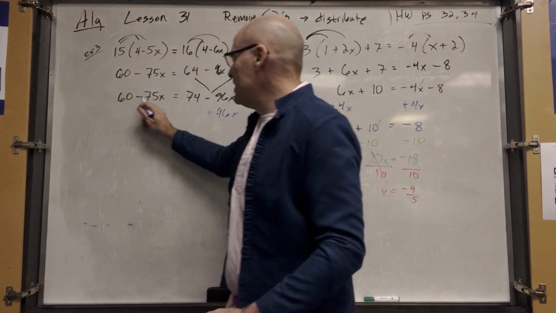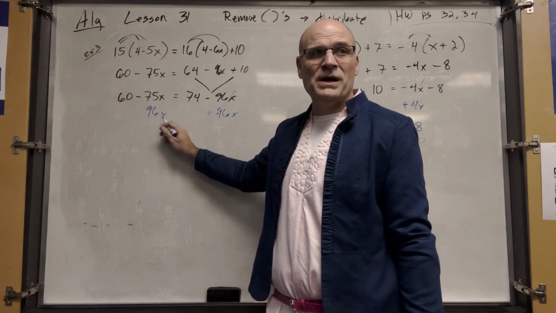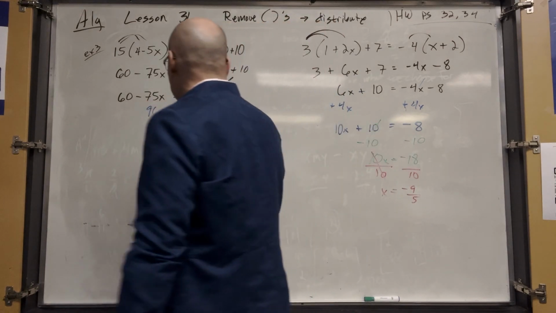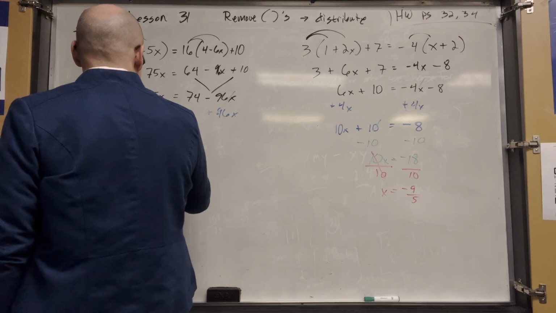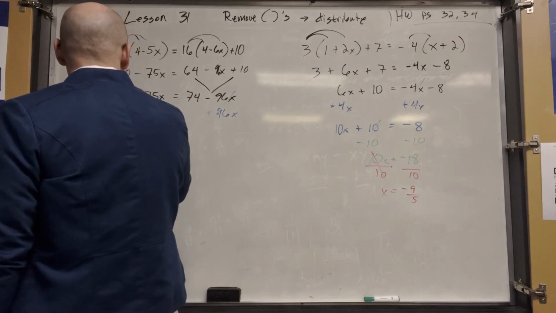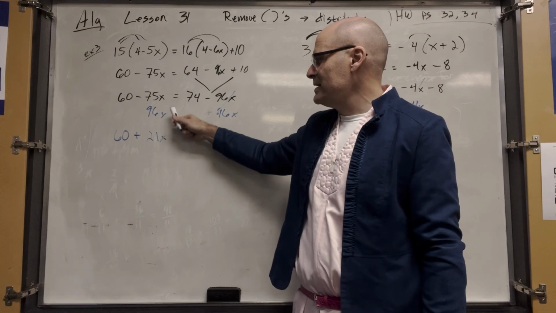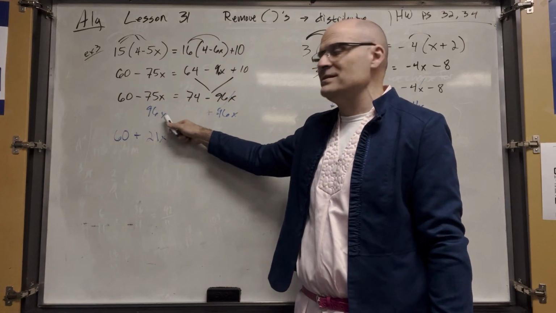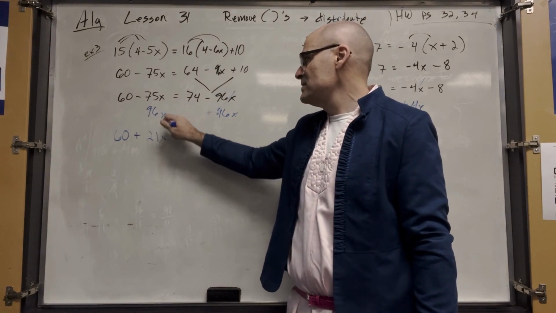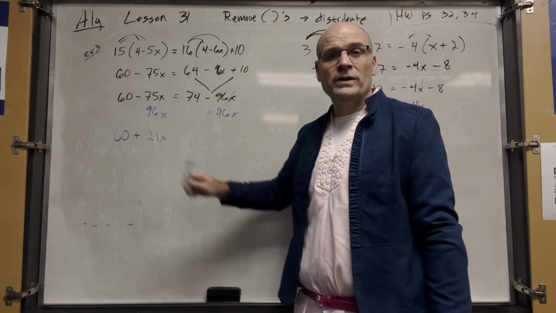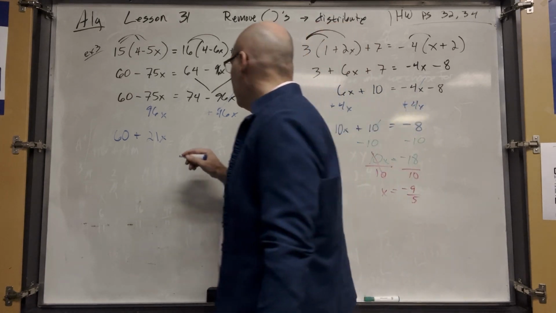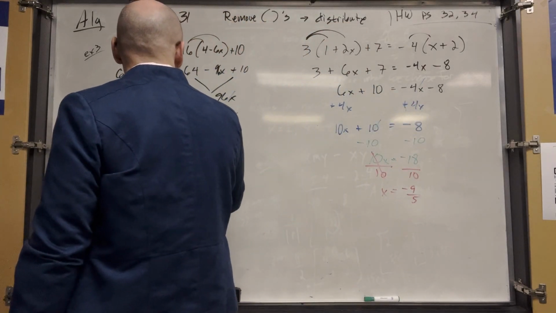What happens here is you have a negative 75x and a positive 96x. Those subtract, and you get 21x there. So it's now 60 plus 21x instead of minus anything, because you subtracted 75x and then you added 96x. So you ended up on top with 21x. Okay, and then you're just left with the 74 over here, right?